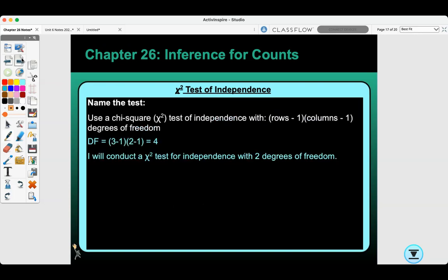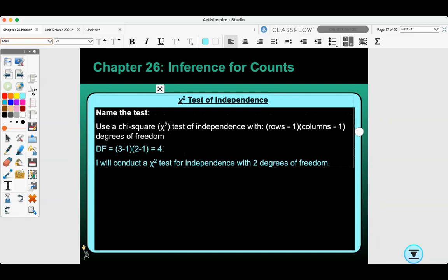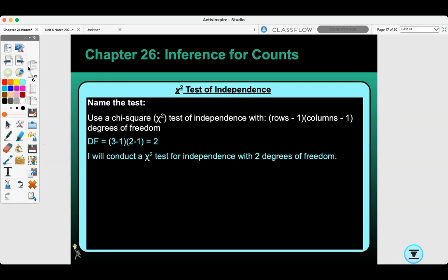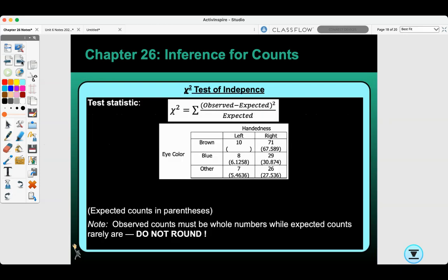So we need to name the test. We're using a chi-square test for independence with degrees of freedom 4. So you would state, I will conduct a chi-square test for independence with 2 degrees of freedom. Not degrees of freedom of 4, but 2. Now you do need to find your test statistic again. You will have to show the work to do that.